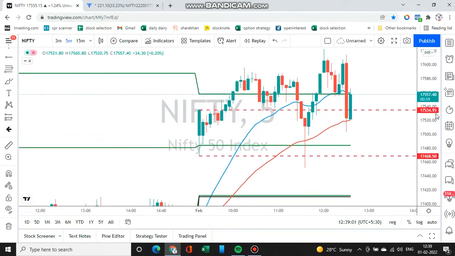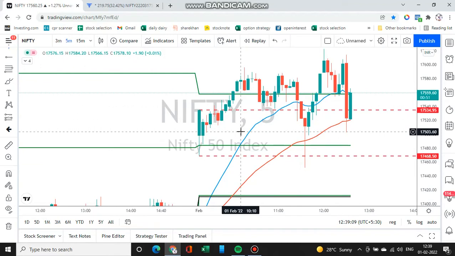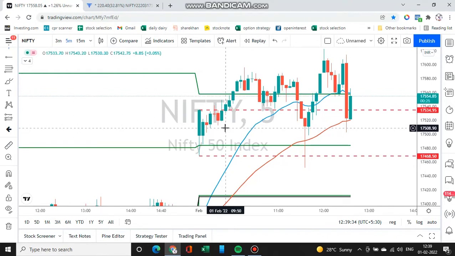So now I will be looking for an entry just above 17,535, which is the high of the first 15 minutes candle. At 9:45 the candle went high above my 17,535 but did not close there. The next candle at 9:50, this candle closed above 17,535.